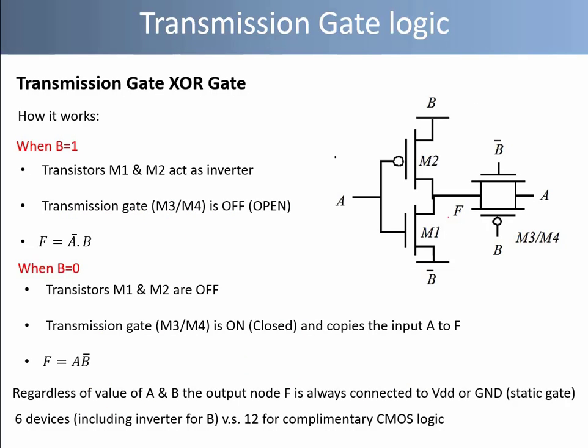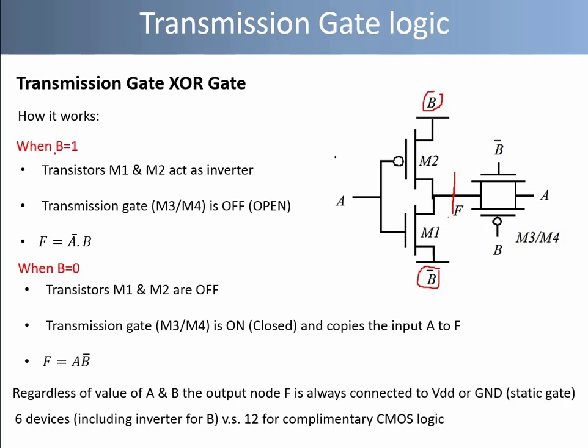Let's consider another example, the XOR gate. Here we have an inverter, and instead of connecting VDD and ground to its PMOS and NMOS transistors, we have connected the input B and its complement. Also we have a transmission gate whose input is A and whose control inputs are B complement and B, and the output is taken from this node.